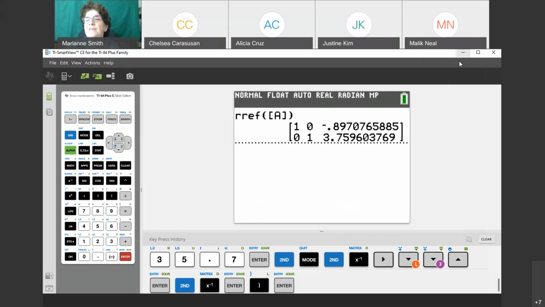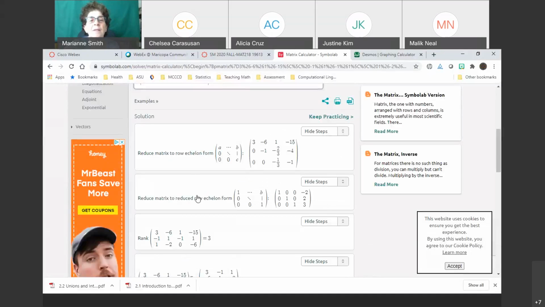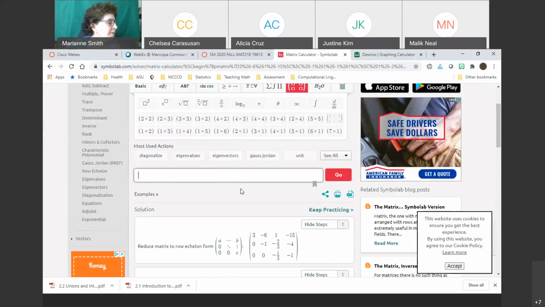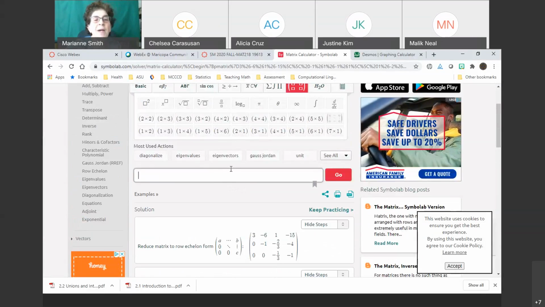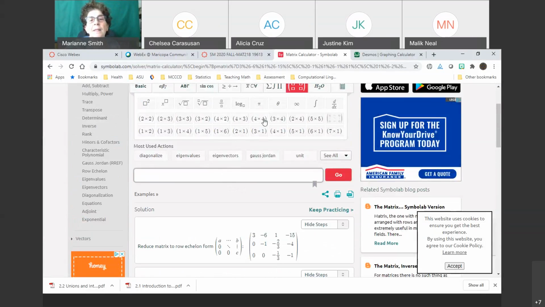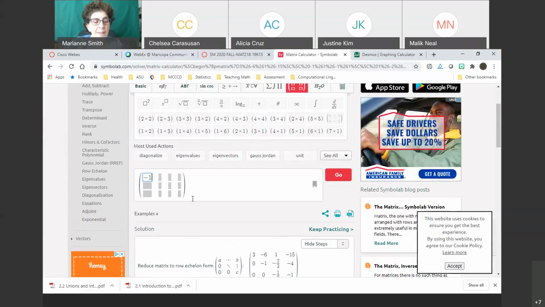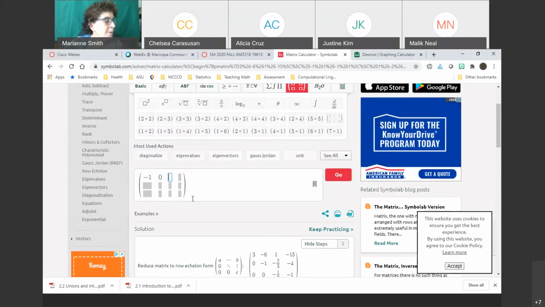Okay, so let me go back to Symbolab. I'm going to go up here and clear out what I had. This matrix is a 3x4 again. And I had -1, 0, 1, 200, -2, 1, -1, 300. Oops. Not going to like that, is it?